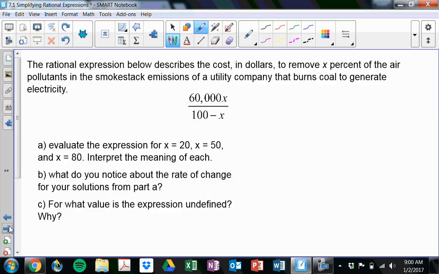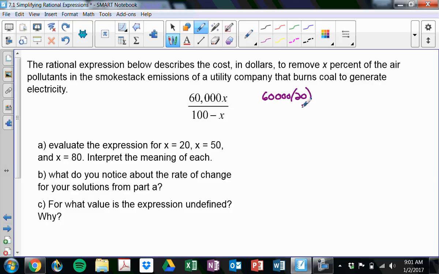Lastly, here's a nice little word problem for us. We've done a problem like this in class way back at the beginning of the year. The rational expression below describes the cost in dollars to remove x% of the air pollutants in the smokestack emissions of a utility company that burns coal to generate electricity. I pulled this out of our math book, actually. One of the homework problems. The higher the percentage we want to pull out, the greater the x becomes. So like here, it says evaluate the expression for x is 20. That means we want to pull out 20% of the pollutants in the smokestack emissions. So we'll plug in a 20 for x.